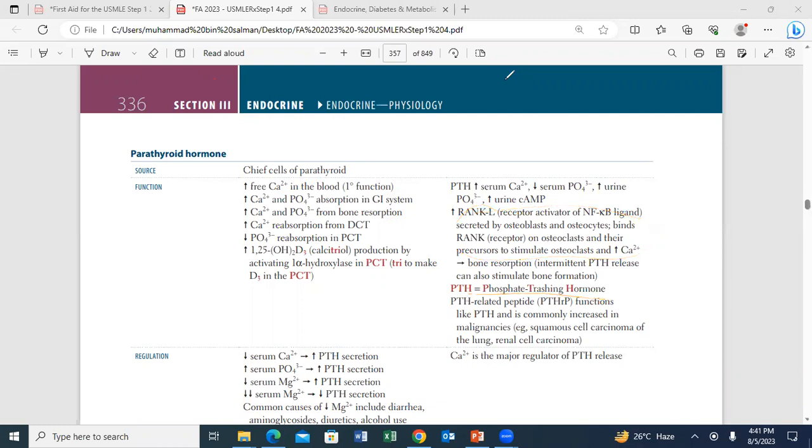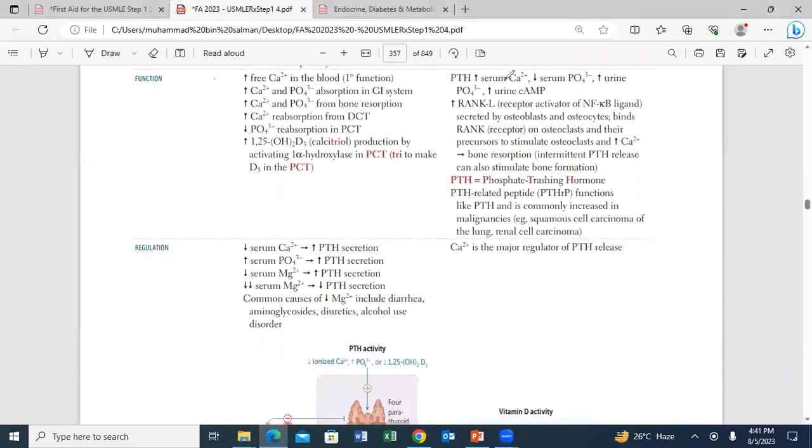These are simple points. In regulation, there is again a repetition of all of these points. Just a different point to mention is that parathyroid hormone tries to decrease serum magnesium. And if there is a very low amount of parathyroid hormone, that decreases more serum calcium. So this is an interesting point, but not very high yield for your board.